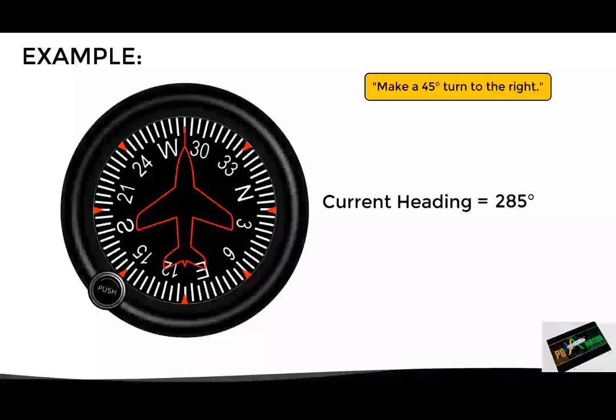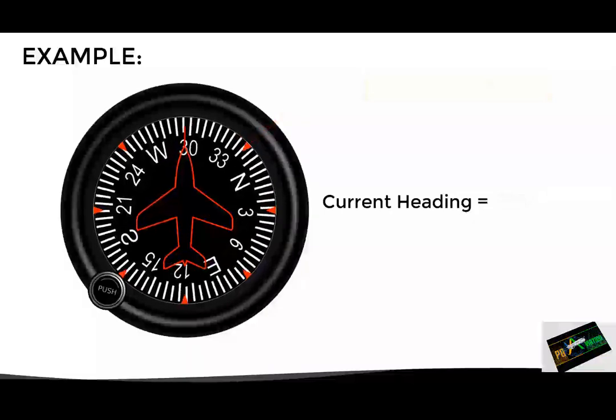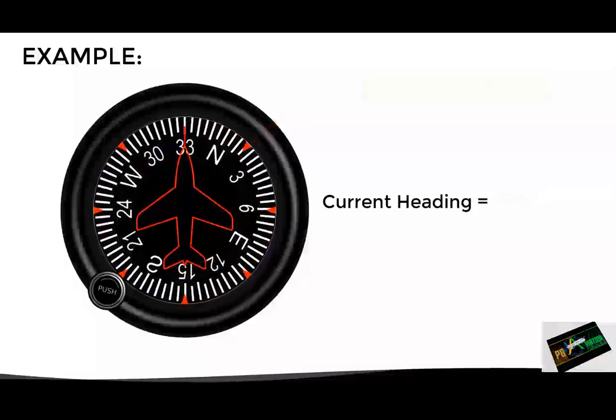Clearly we could add 45 degrees to heading 285 to determine the heading to which we must turn. But it is easier to use the relative heading markings of the instrument. In this case, we just have to look at the 45 degrees relative marking, which indicates heading 330. So we just have to turn to that heading.